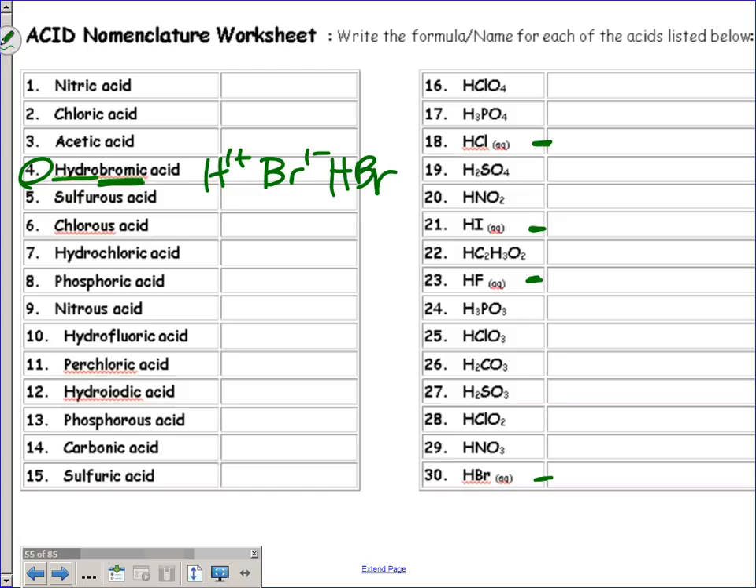Okay, next one over here, 1 through 15. Which one's binary? 7 is binary. Hydrochloric acid means what's the nonmetal involved? So chlorine, chloric comes from chlorine, so that's H1 plus again. Chlorine's charge? 1 minus. Put those together, what do you get? HCl, 1 and 1, right? We don't write the 1s because they look stupid. Okay, through 15, what's next?